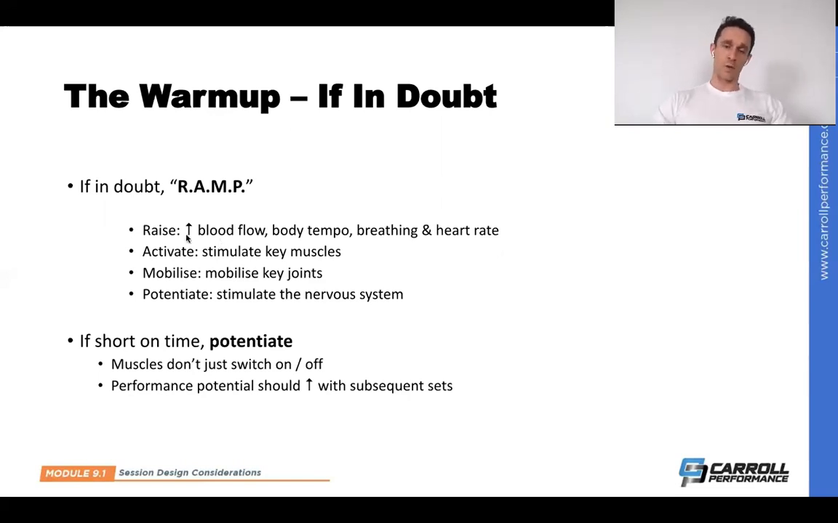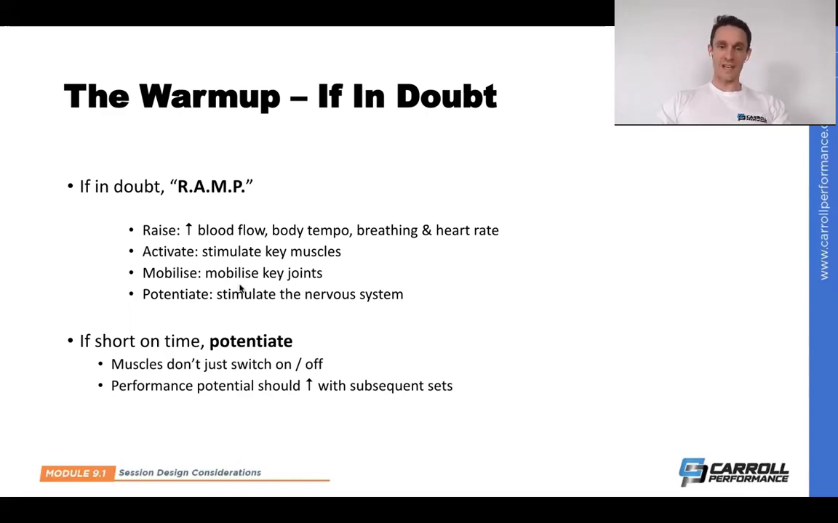So with the RAMP acronym, we're basically trying to raise blood flow, breathing rate, and heart rate, and we're trying to get the body ready to perform. And with that, we want to get some stimulatory action of the muscles, but it's important to flag that your muscles aren't inactive. Rather, we're trying to upregulate the neural signaling to those muscles. Muscles don't just magically turn on or off, but they can be downregulated.